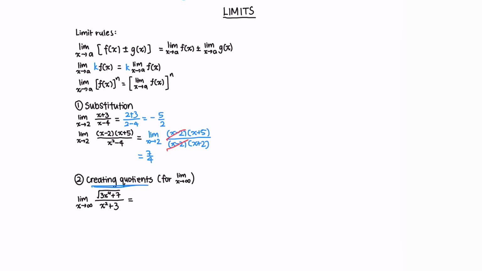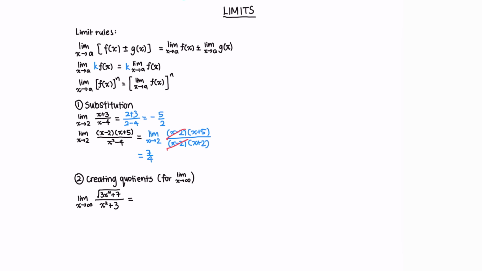The next method is creating quotients. And this is specifically for limits where x approaches infinity. So what does that mean? Okay, we can't say we substitute x equals infinity, but we can say as x approaches infinity, so as x goes to a very large number, this becomes a very large number that is basically infinity. And this also becomes a very large number, which is also basically infinity. So we'll get infinity over infinity, which we don't know how to deal with yet.